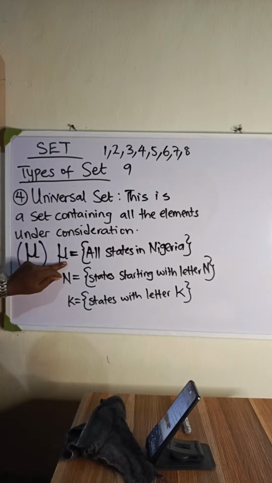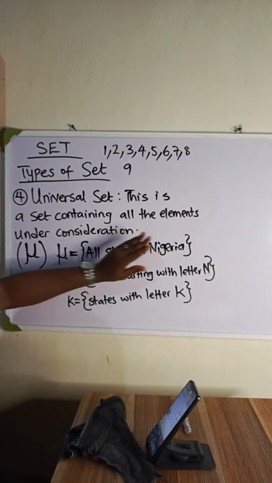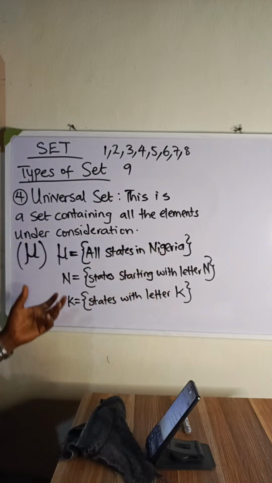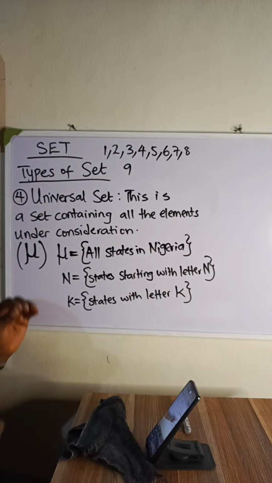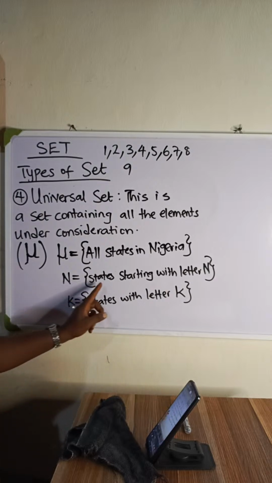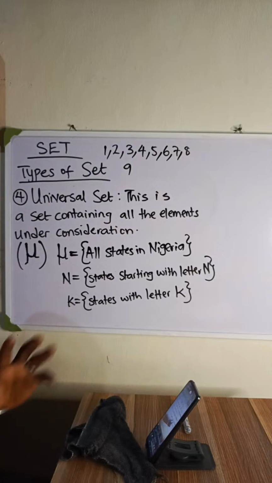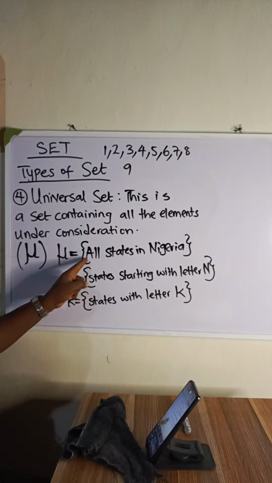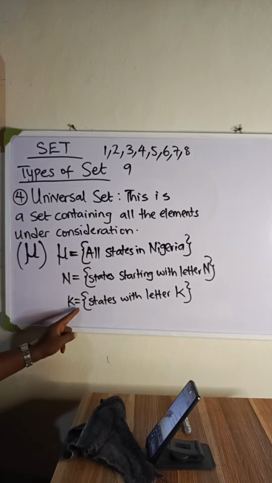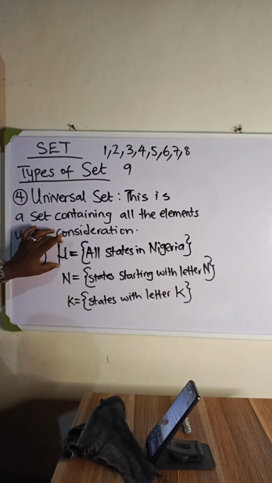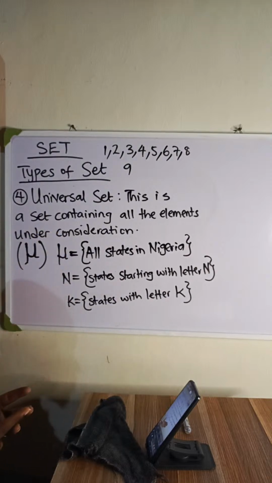So this is the universal set, all the states in Nigeria. And then inside this universal set, we have smaller sets, which is states starting with the letter N. All those states starting with the letter N, they are still part of the states in Nigeria. And you have states with the letter K, those states starting with the letter K, they are still part of the universal set, which is all the states in Nigeria.